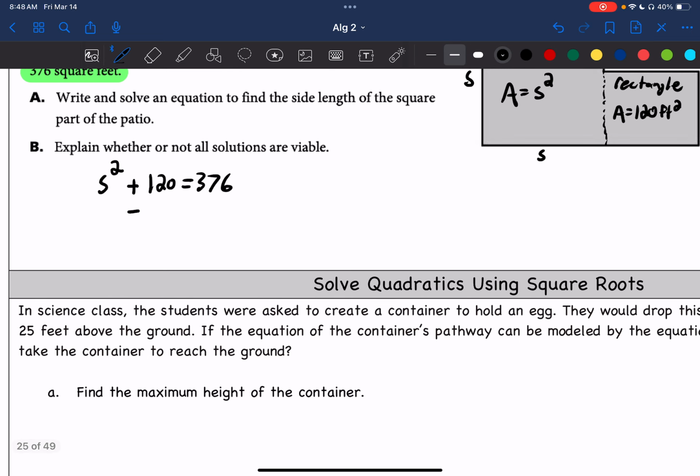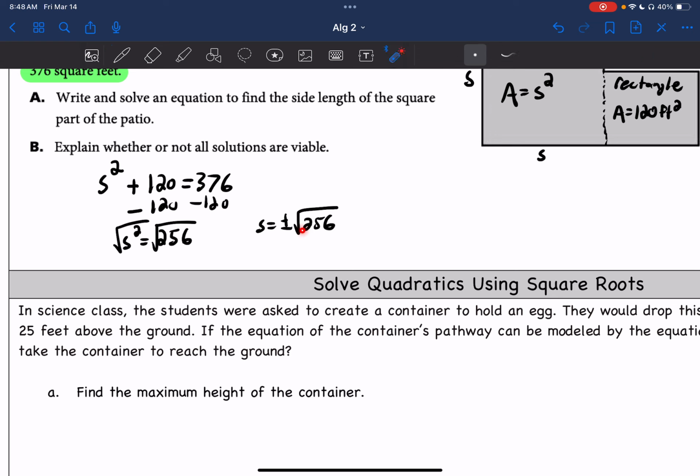Just as we have in previous problems, we can start by subtracting 120 from each side. It's going to give us S squared is equal to 256. Next, we need to take the square root of either side, and we get that S is equal to plus or minus the square root of 256. Feel free to do this with prime factorization or plug it into your calculator, whatever method you want. I happen to know that the square root of 256 comes down to 16, so our answer is the side length could be plus or minus 16.